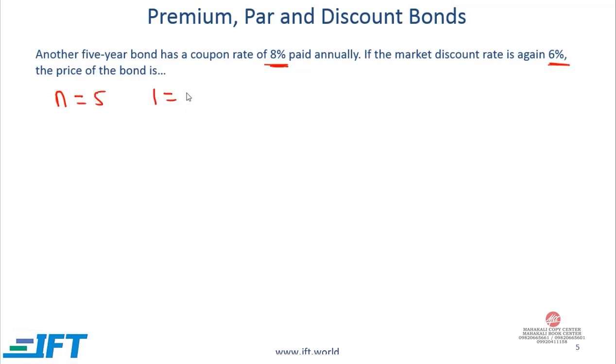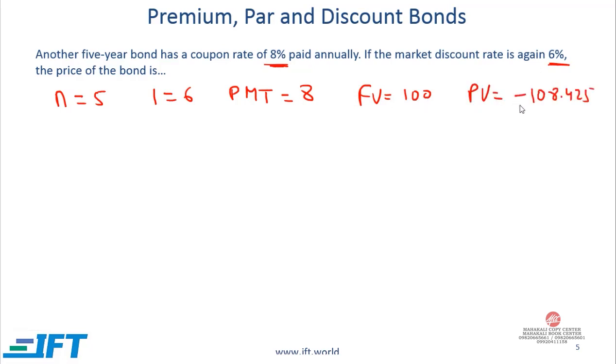The interest rate is equal to 6%. The payment now is going to be 8% of par value, which is 8. The future value is still the par value, which is 100, and you compute PV.